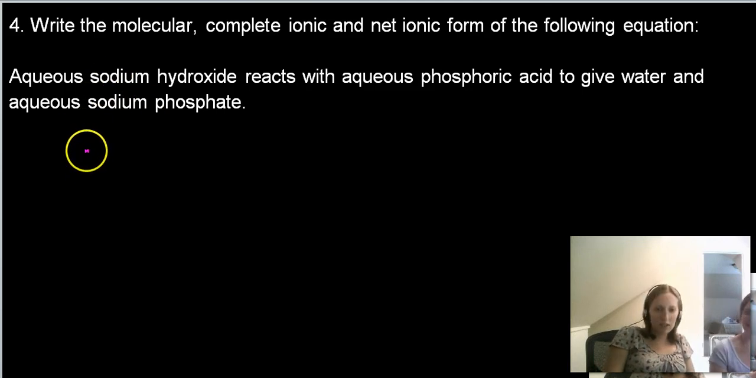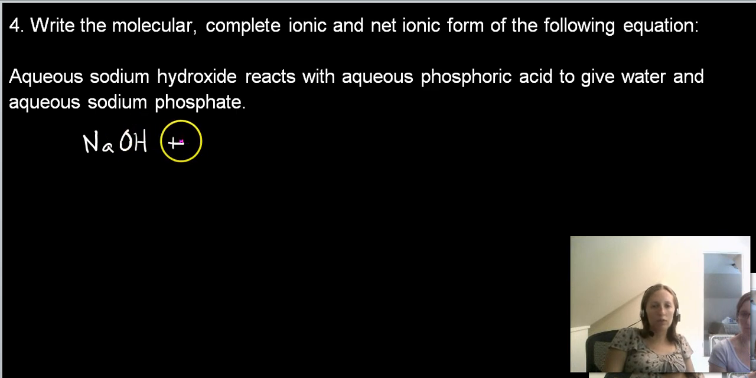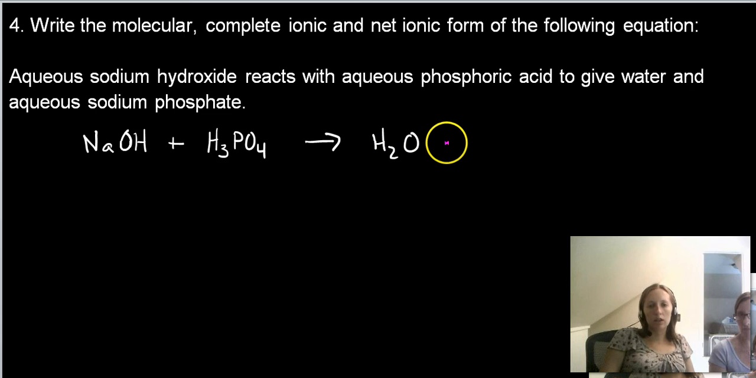Sodium hydroxide: sodium, and hydroxide is OH minus, so with Na plus you end up with NaOH. Aqueous phosphoric acid, phosphoric, that's going to come off of phosphate, which is PO4 3 minus. So you cross those and you end up with the formula H3PO4, and that gives you water. And aqueous sodium phosphate, which is Na3PO4.